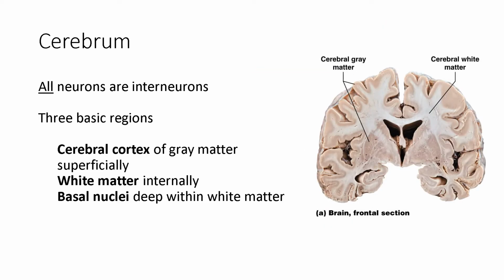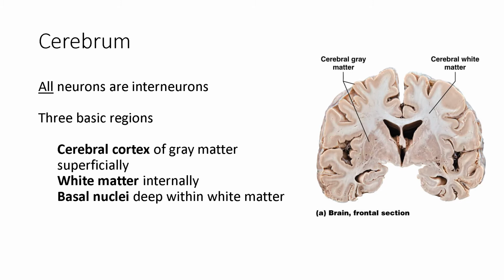The cerebrum is the largest part of the brain, and it consists of neurons, but all of the neurons are interneurons. That means that they stay within the central nervous system, and their primary job is communication. They are not receiving stimuli like the sensory neurons, and they're not causing movements directly like the motor neurons. These just shuttle signals.